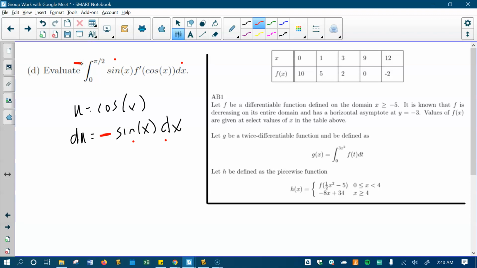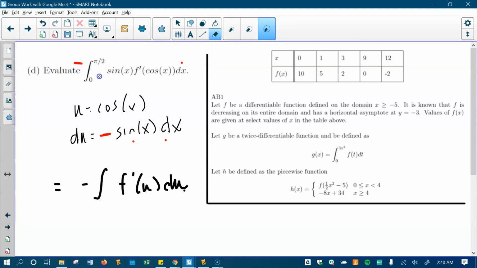When I rewrite this, I get something a lot simpler, which is the point of u substitution. I get negative integral, leave those limits of integration blank, f prime of u du. The du came from the negative sin x dx, which was here. Negative, okay.